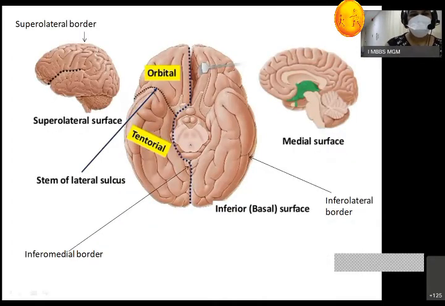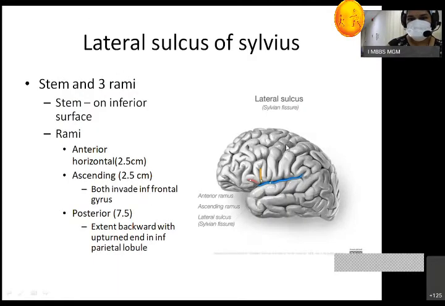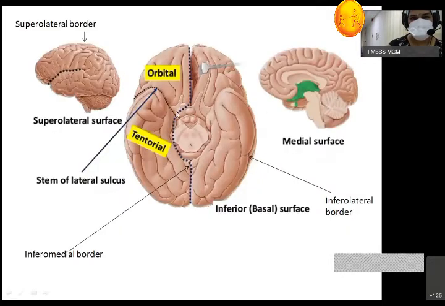Here, this should be the superomedial border. Here is shown the lateral sulcus. But the diagram was showing only the three rami. We have not seen the stem, which is seen on the inferior surface. So this is the stem of the lateral sulcus.